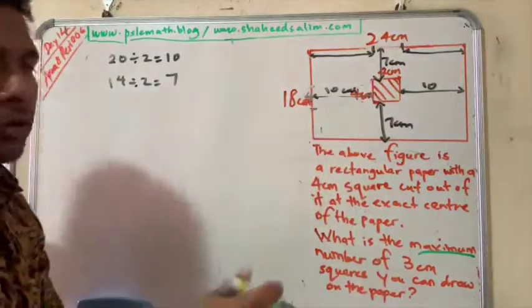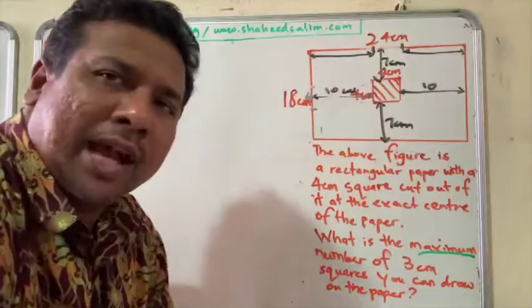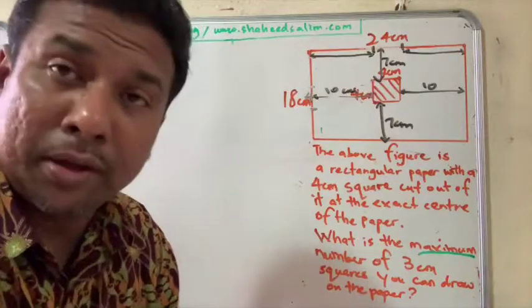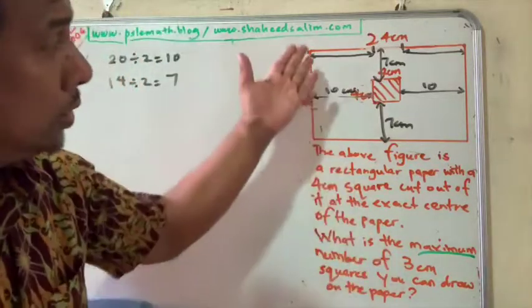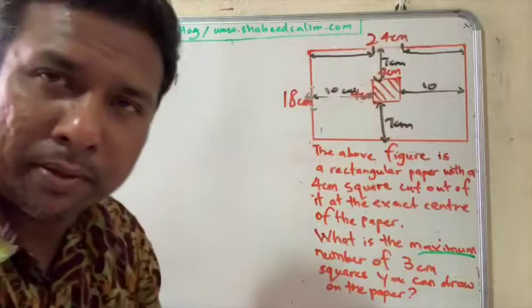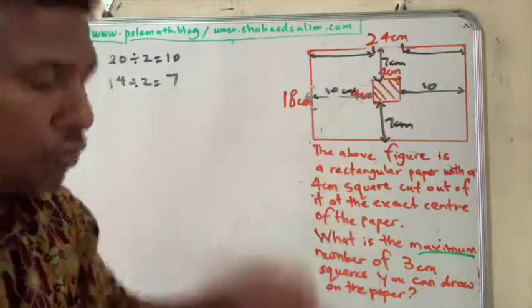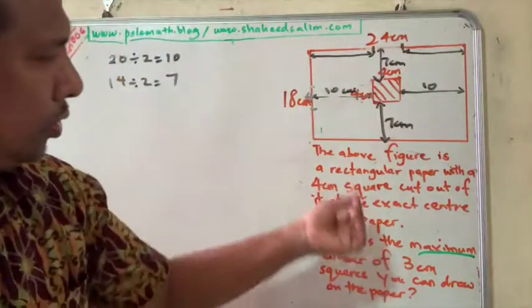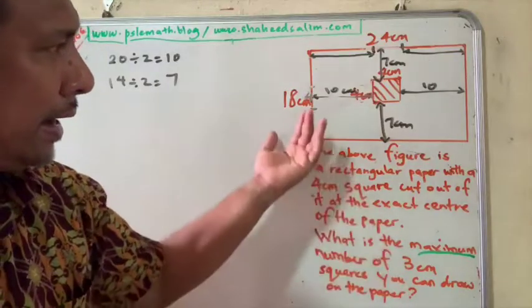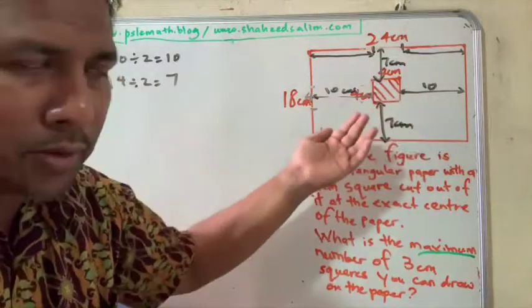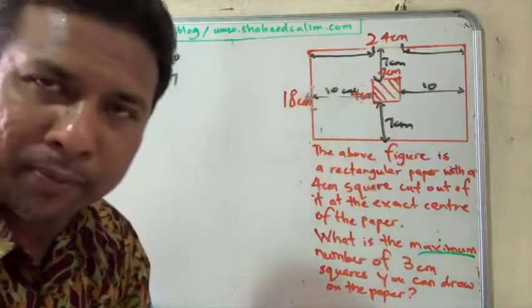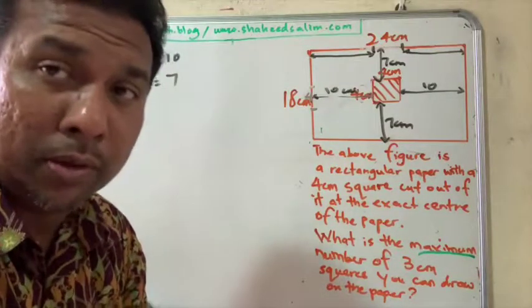So how to do this question? To do this question, you got to ask yourself whether you can use the entire piece of paper. That means, can you draw the squares and they cover every square cm of the paper? It's not possible. What do I mean?